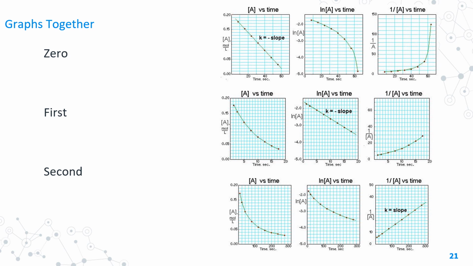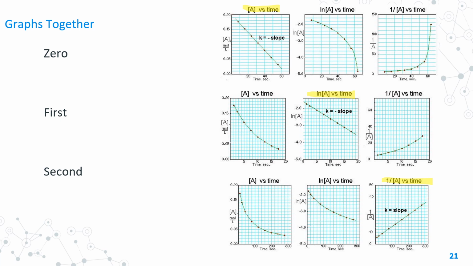And then here are the three graphs that we use most. For a zero order reaction, this is your most linear graph. First order reaction, this is your most linear graph. Second order reaction, this is your most linear graph. You are going to need to be able to look at the graphs and recognize what is the most linear graph and what order that means the reaction is.